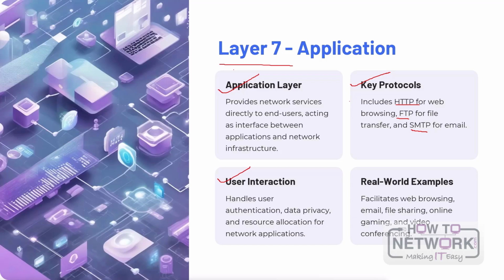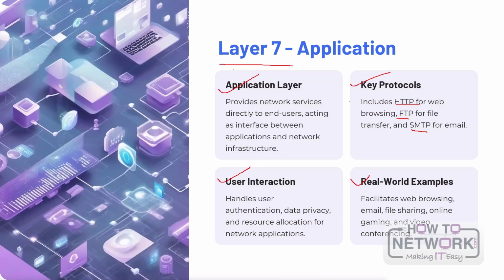The application layer is where users directly interact with network applications. It handles user authentication, ensuring that only authorized users can access network resources. It also manages data privacy, protecting sensitive information during transmission. Moreover, the application layer handles resource allocation, ensuring that resources are shared efficiently among multiple users and applications.